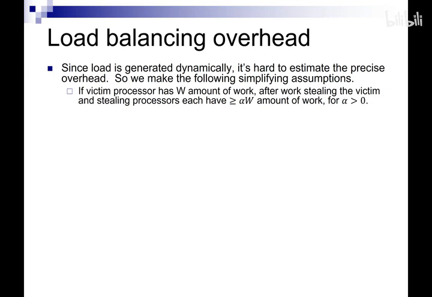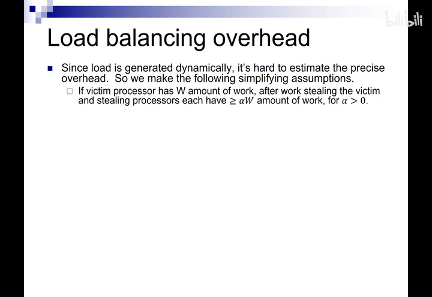The first assumption is that if you steal from a processor and he's got, let's say, W amount of work, then after stealing, both the original processor and the stealing processor will have at least alpha times W amount of work, for some constant alpha. So for example, if alpha is 1/2, that means that each time I steal from you, I'm going to take half your work.